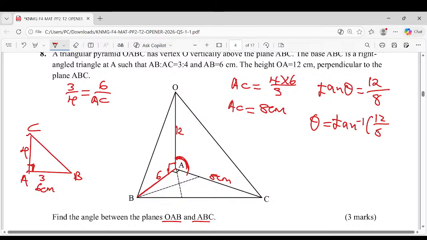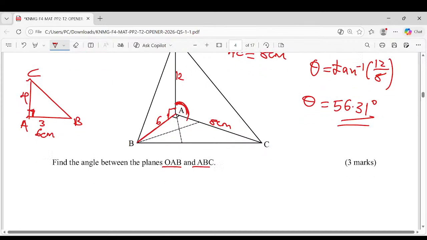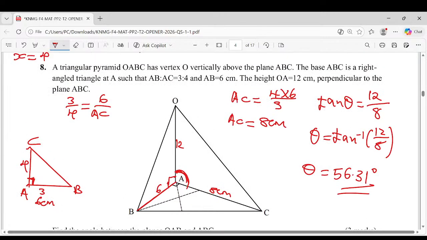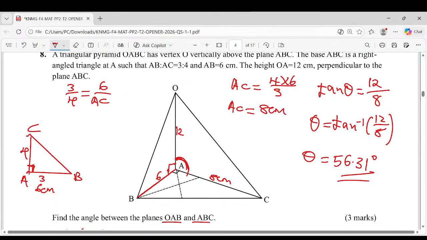Let us use our calculators. When you press the tan inverse of 12 over 8, you're going to get 56.31 degrees. That is the angle formed. So the answer here is 56.31 degrees. I hope you can follow along the working and the explanations.